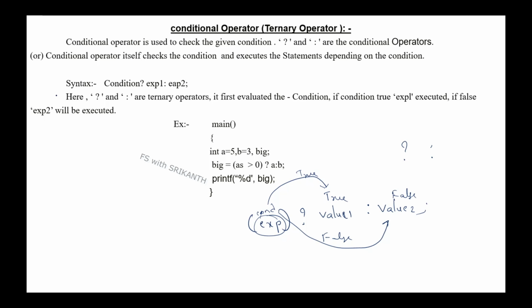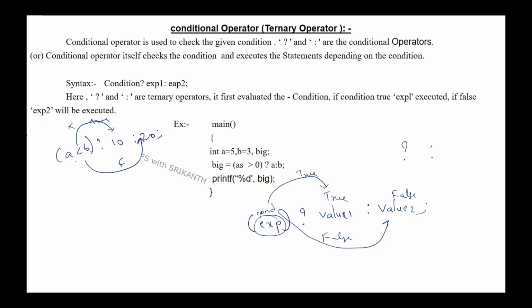You understood? Just observe: a less than b question mark 10 colon 20. If this condition is true, it prints this one. If the condition is false, it prints the other one. That is very simple. You understood? Right. So there is one program.